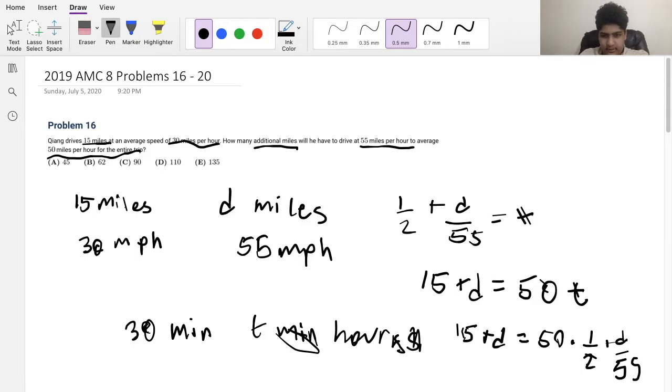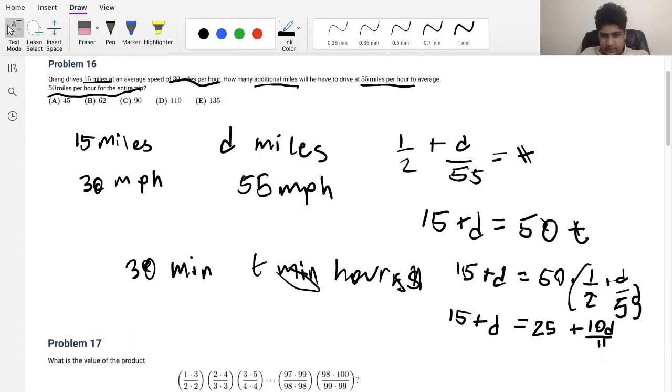Which means that 15 plus d is equal to 25 plus 10d over 11. So then we have that d over 11 is equal to 10, and thus d is equal to 110, which is choice D.